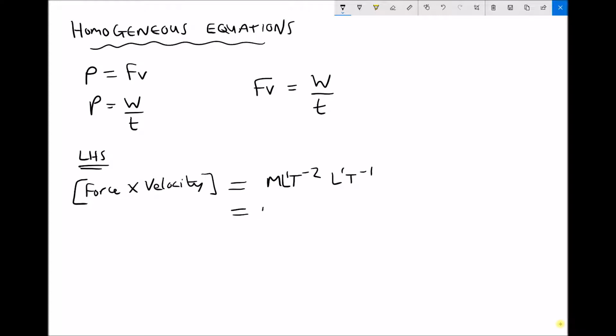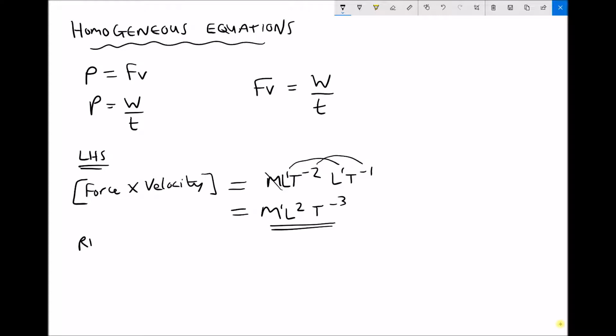Now, for our dimensions, we only have one instance of m there. But we have two instances of l. We've got l to the 1 times l to the 1, and what we need to do, therefore, is add those two indices together. So l squared. And we have two instances of time. We have t to the minus 2 and t to the minus 1. Well, minus 2 plus minus 1 is minus 3. So t to the minus 3. So the dimensions of the left-hand side of our equation are m l squared t to the minus 3, or if you prefer, m to the 1 l squared t to the minus 3.